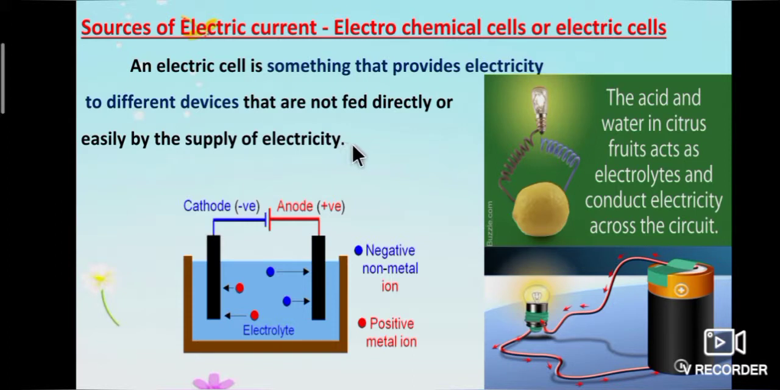In the last class, we have seen electricity produced from fruits like lemons, grapes, oranges and apples. That is, the acid and water in citrus fruits act as electrolytes and conduct electricity across the circuit. Yes, fruits produce electrical energy, but there is a difference in the brightness of the bulb.